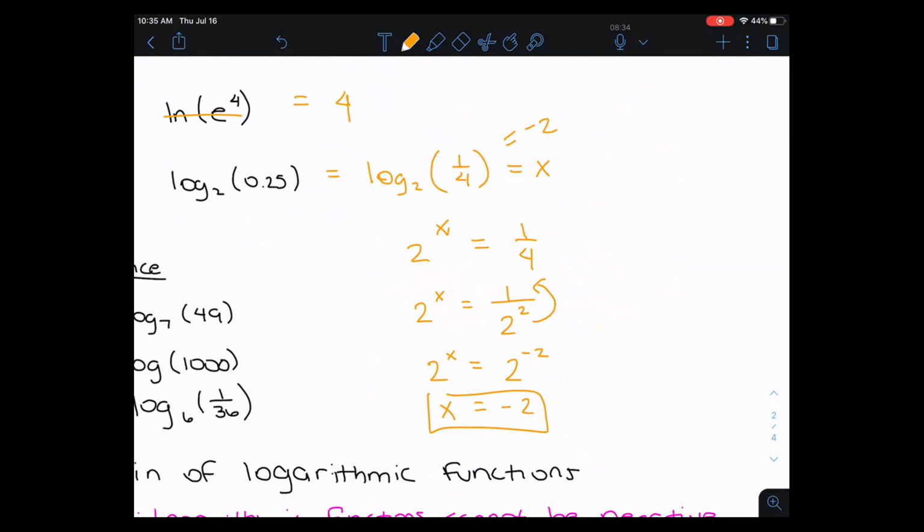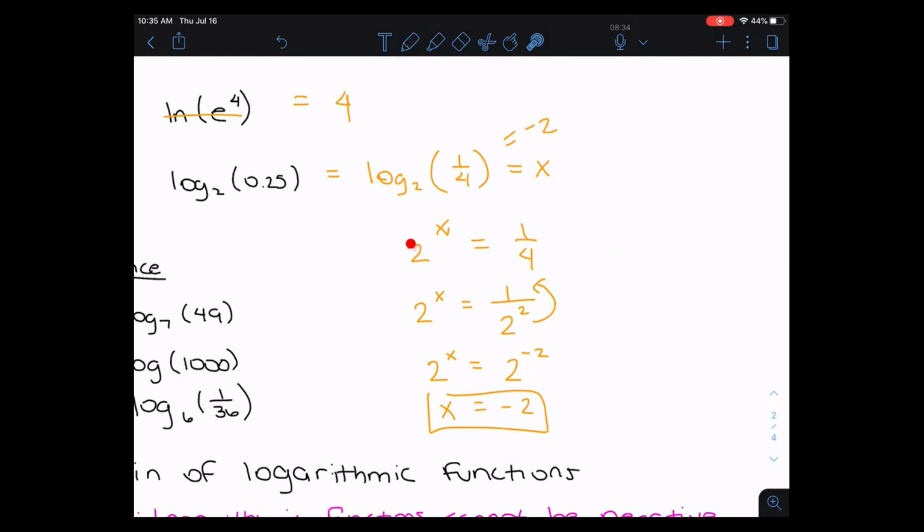Any questions about this? When we have a log of a number as a decimal, you can just turn it back into a fraction. Turn it into a fraction and then see if you can get the numbers to be exactly the same.